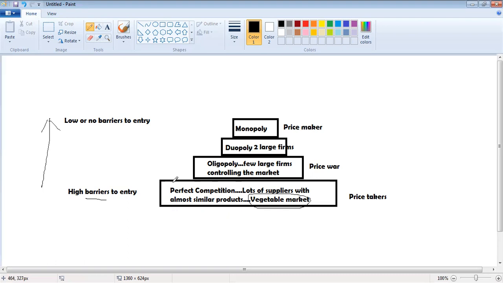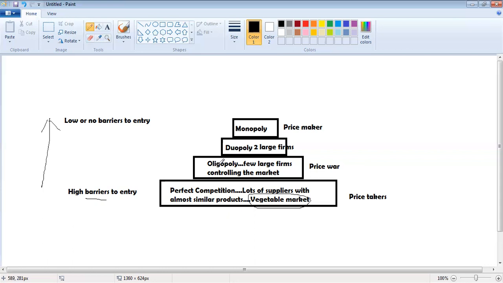Think about oligopoly. For example, if it's a telecom, four firms controlling the telecom industry, or four banks, or even four oil companies, petroleum companies. Do you think it's easy to open a petroleum firm or an oil firm or a bank? It's not. Why? Because first of all, you need lots of money.